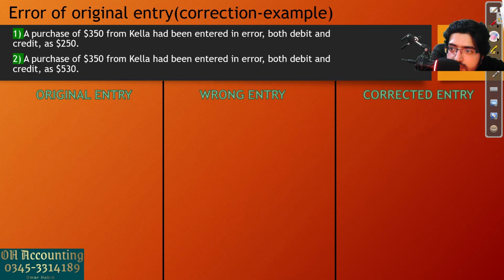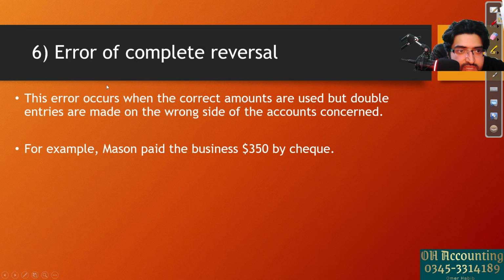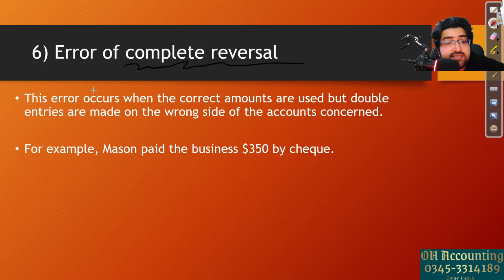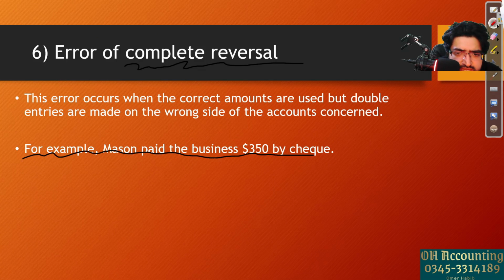Simple. Now moving on to the last one, which is error of complete reversal. As you can guess from the name, let me read this. This error occurs when the correct amounts are used, but double entries are made on the wrong side of the accounts concerned. For example, Mason paid business 350 by check. I just wrote this here so that I remember to use this example. See, what is complete reversal?